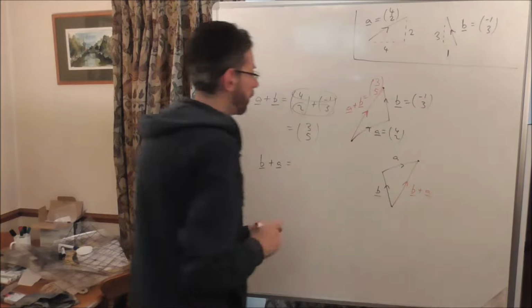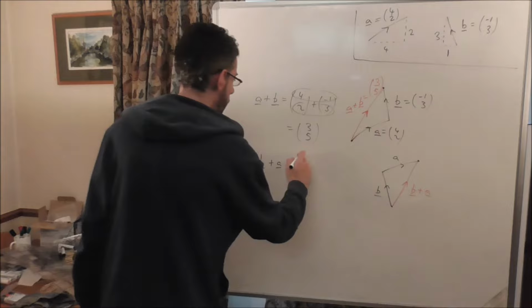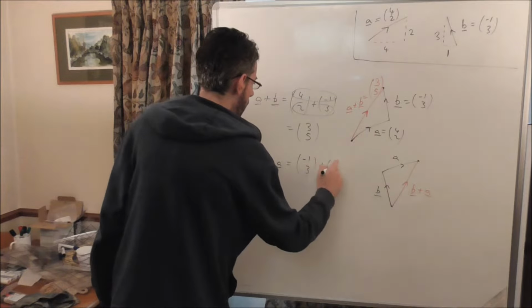So is that the same as A plus B? Well, let's just work it out. So B is minus 1, 3. A is 4, 2.